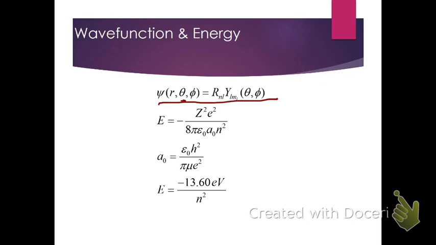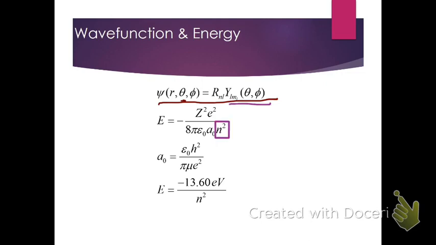So the spherical harmonics are going to give us the behavior of the wave function and the shape of the wave function as a function of angle. The radial component is going to tell us how the wave function depends on the distance from the nucleus. And then, of course, we mentioned quantized energy levels, so we do have quantized energy here.